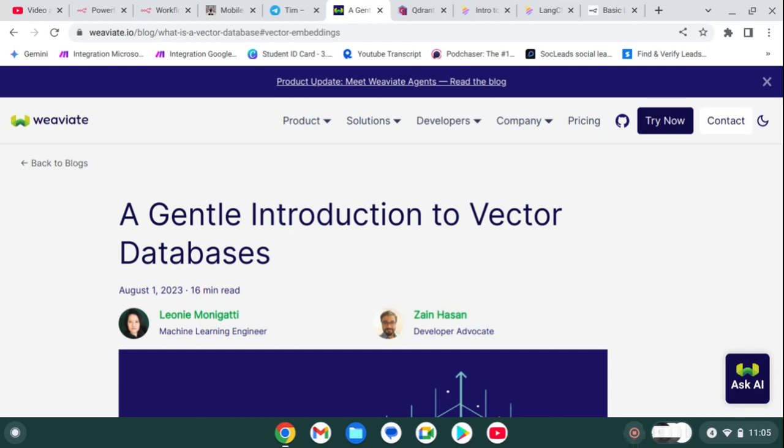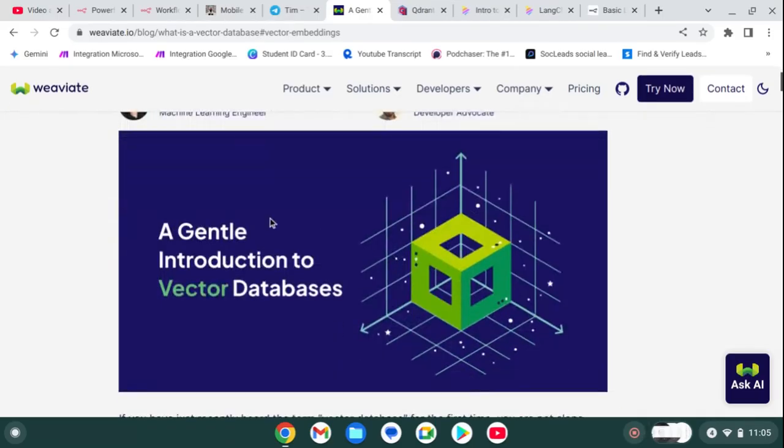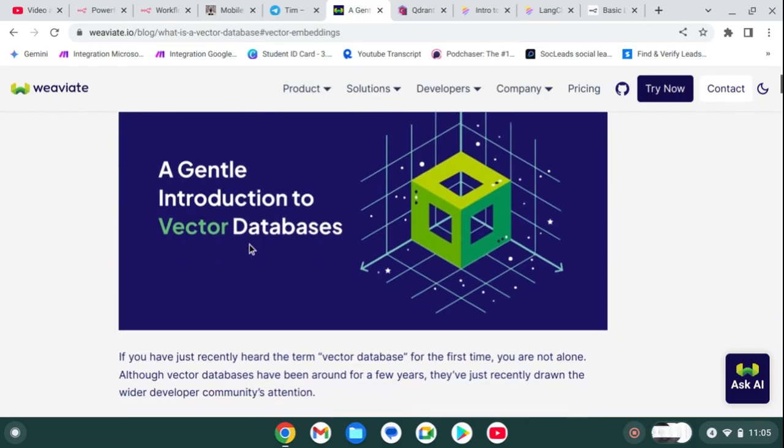Let me explain a vector database in a simple form. I found this article on the internet and I can explain everything from beginning to end.